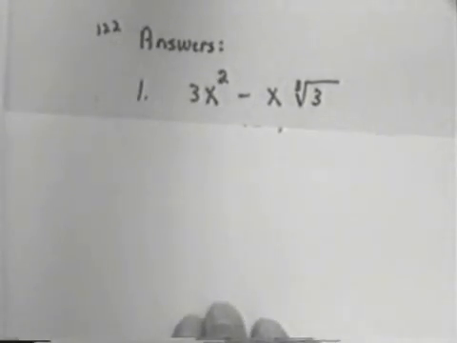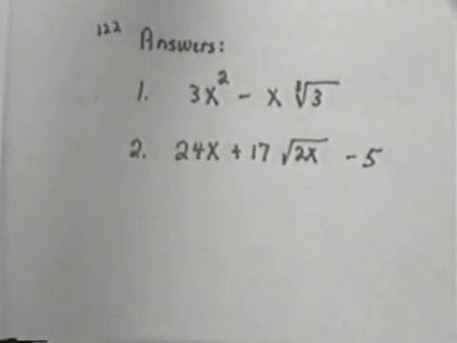Here come your answers. The answer to the first one: 3x squared minus x times the cube root of 3. The second one: 24x plus 17 times the square root of 2x minus 5. If you disagree with either of these answers, be sure to check with someone.